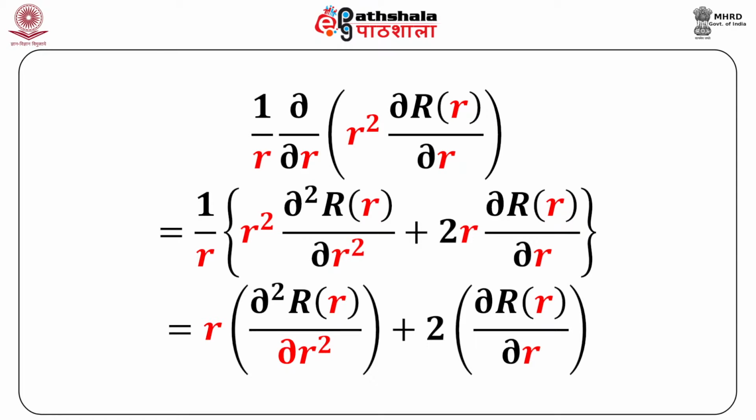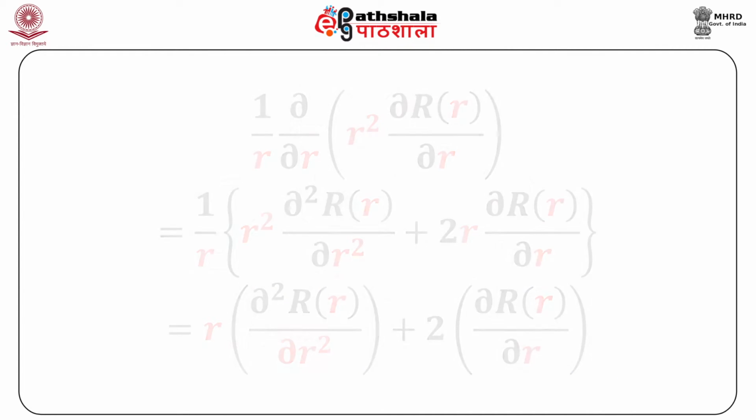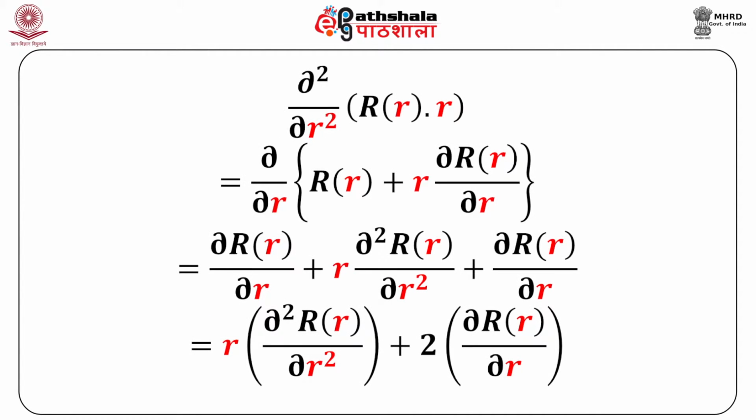It is a simple differential which we are doing by parts. And this on further simplification gives you r into del 2 R by del r square plus 2 times del R by del r. Now if we look at the right hand side also, you can see, as it has been shown clearly here, that it's a double differential.